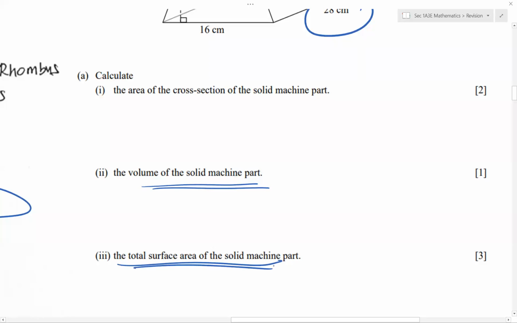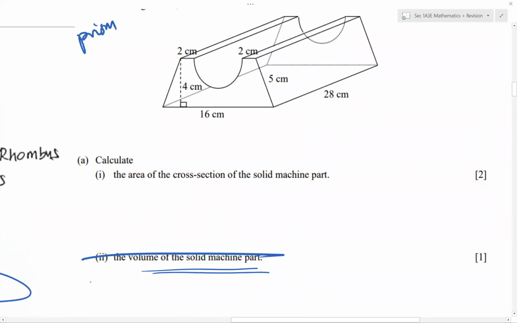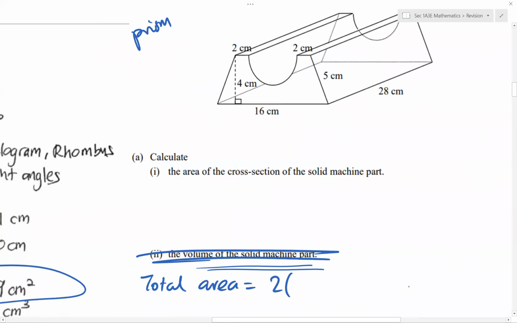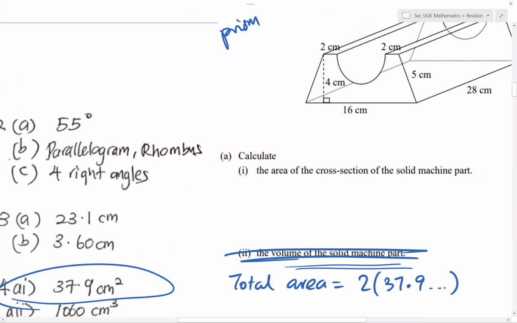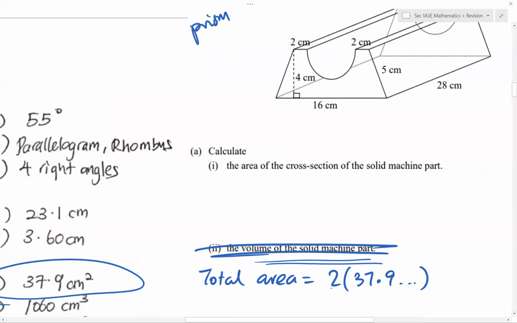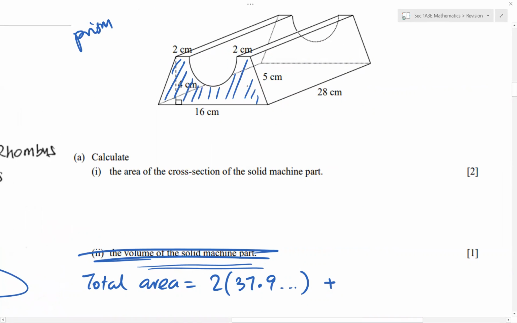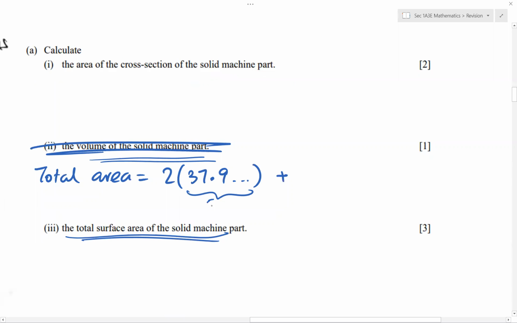Total surface area. So just a quick recap. Total surface area will be 2 times the cross-sectional area. Cross-sectional area we found in part a(i), so 37.9, and so on, 5 SF. We need to add. By the way, this 37.9, I'm going to shade it out for you. Over here, that is one of it. And another one at the back. So we've got the two cross-sectional areas at the ends settled already. Okay, but over here, please use your 5 SF.